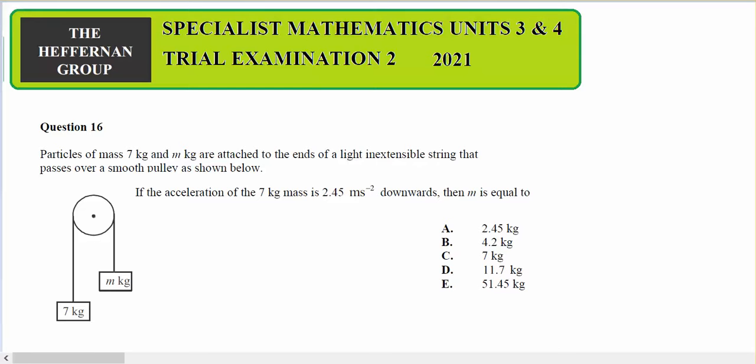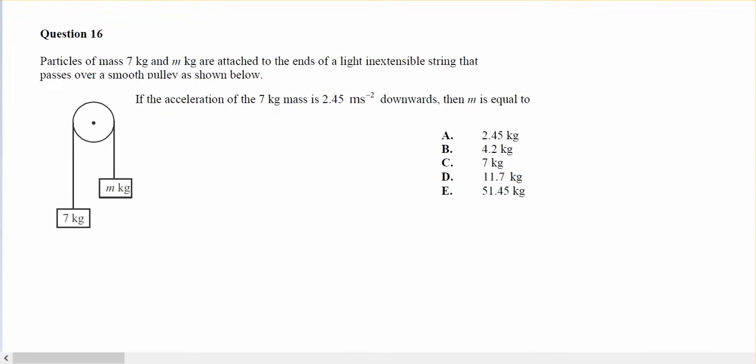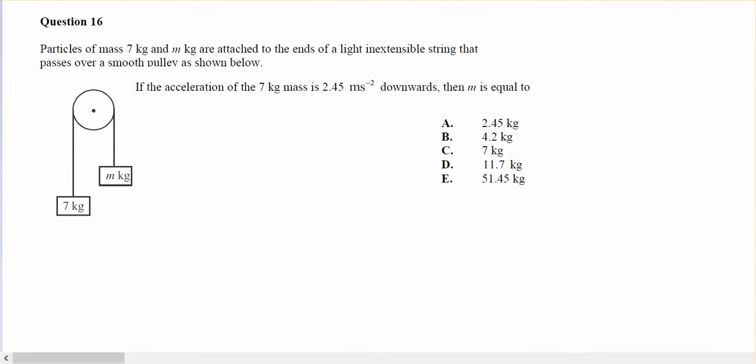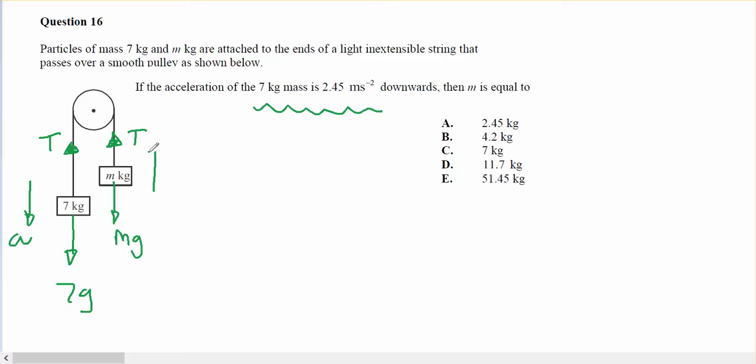Question number 16 involves two masses around a pulley. So I've got a 7 kilogram and I've got an m kilogram. Looking at my forces, I've got 7g and T, and here I've got mg and T, and the acceleration of the 7 kilogram mass is 2.45 downwards. Therefore, acceleration goes downwards that way, which means acceleration goes upwards for the second mass.